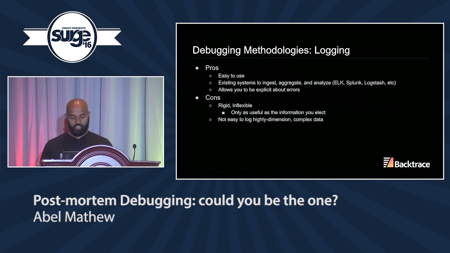The con is that it's really rigid and inflexible, meaning that you only get the information that you explicitly elect to log. That could be through your own internal accounting. This could be very powerful. However, it's still only what you want to log. And it's not easy to serialize and represent highly dimensional complex data. Things like not just a stack trace, but also a linked list or variables or, let's say, a slice. It's not easy to log all of them out and have them in an easy to represent standard way that's structured and universal across your program.